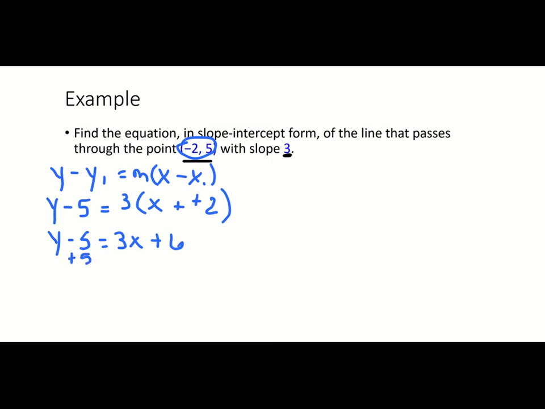Add 5 to both sides. So y equals 3x plus 11. And that would be my equation in slope-intercept form. I made it y equals, so y equals 3x plus 11. Not too bad.